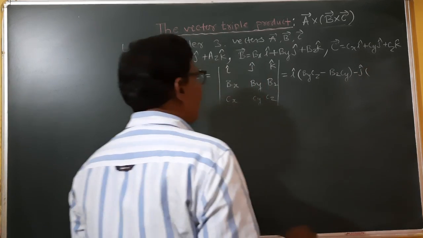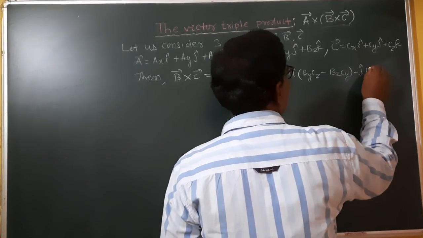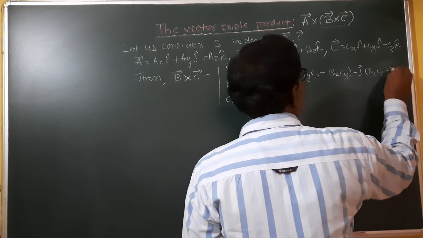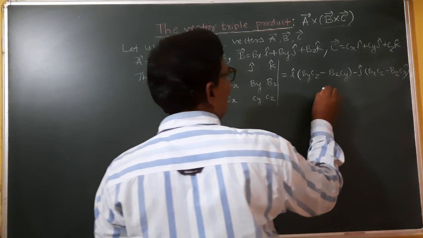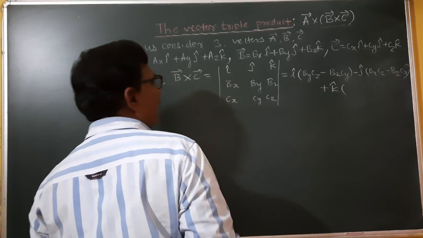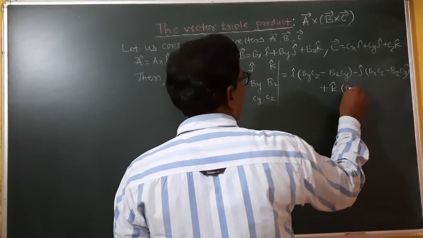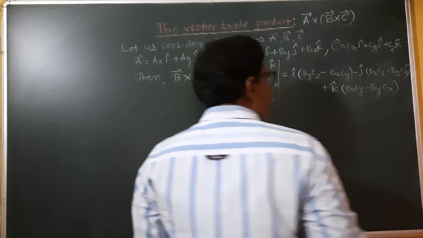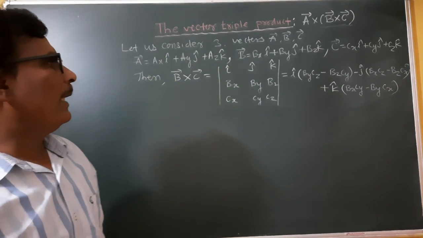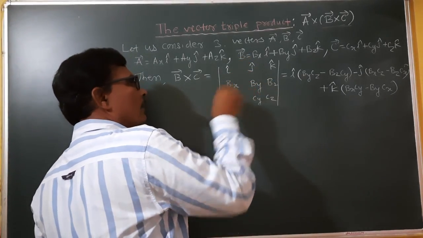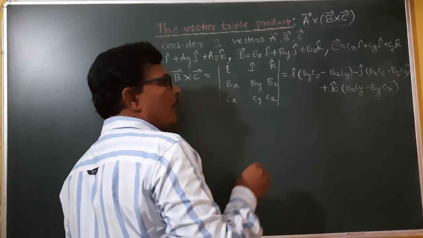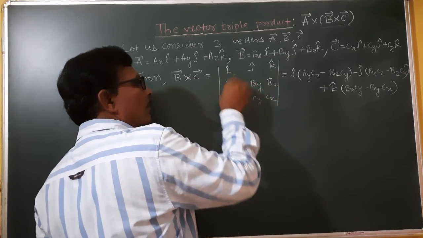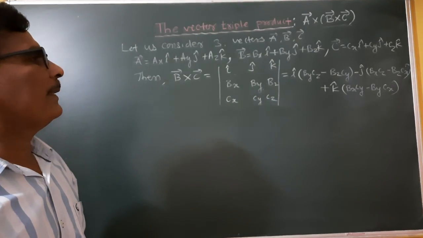Minus J cap into bracket, Bx Cz minus Bz Cx, and the third term is plus K cap into bracket, Bx Cy minus By Cx. To multiply the determinant, for the first component we forget the first row and column, multiply this minus this one, then this minus this one, then this minus this one. These are the components of I, J and K.